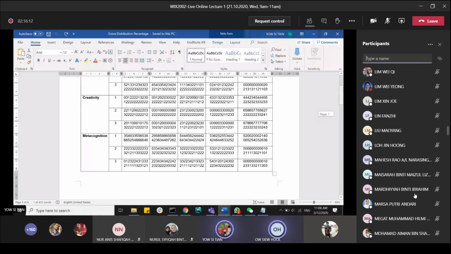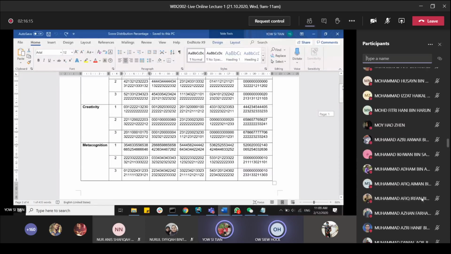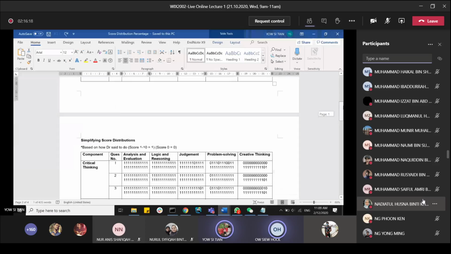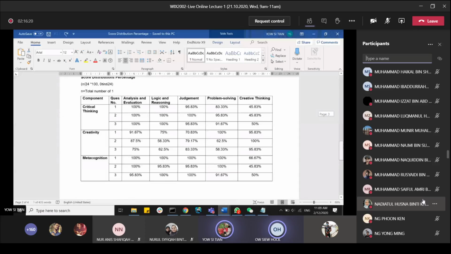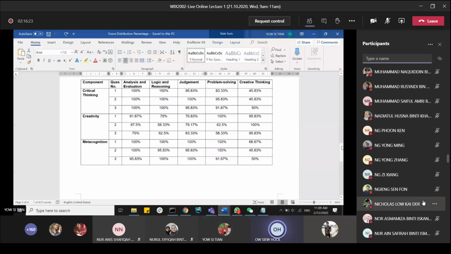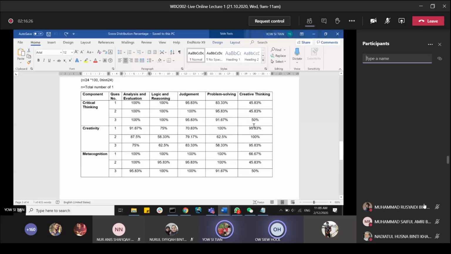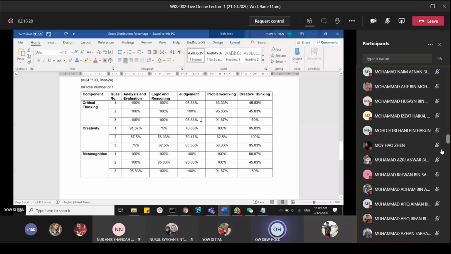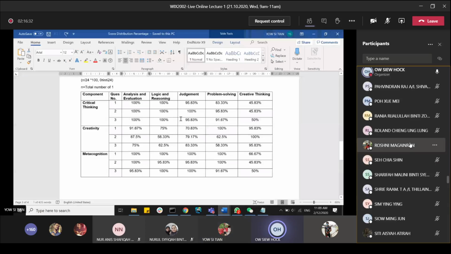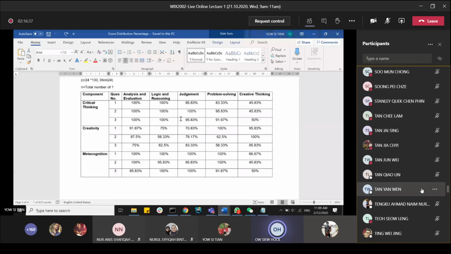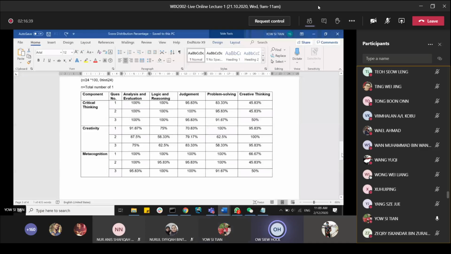Analysis and evaluation is 100 for the critical thinking, right? And then activity 90 something, 80 something. Don't stay with just that table; I just got you to do analysis on that table. So you go down under analysis and evaluation for critical thinking questions 1, 2, 3, creativity 1, 2, 3, and metacognition 1, 2, 3. You see, the minimum score is 75% for analysis, and that means this is well covered, isn't it? So the second one, logic and reasoning, 58 something is the lowest, right?